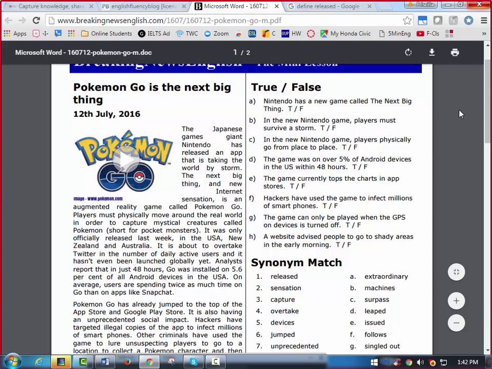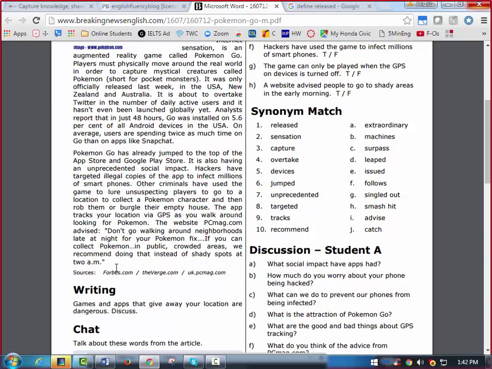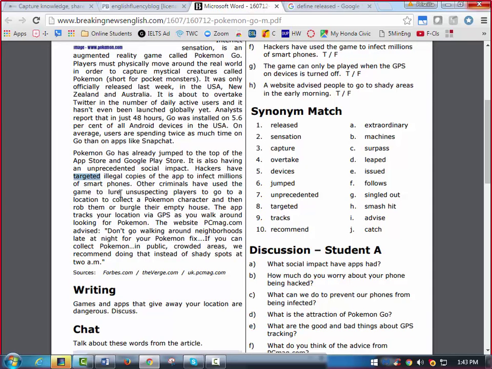Analysts report that in just 48 hours, Go was installed on 5.6% of all Android devices in the USA. On average, users are spending twice as much time on Go than on an application like Snapchat. Pokemon Go has already jumped to the top of the application store on Google Play Store. It is also having an unprecedented social impact. Hackers have targeted illegal copies of the application to infect millions of smartphones.